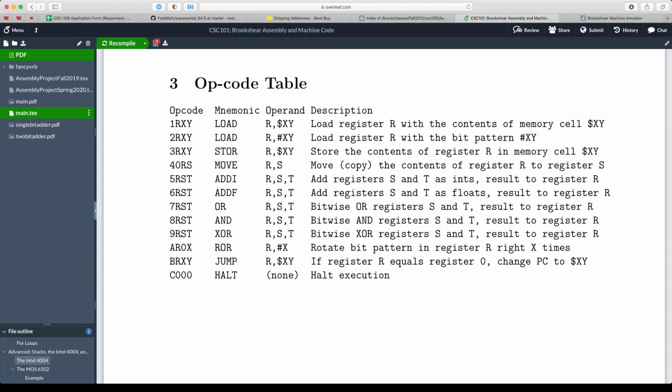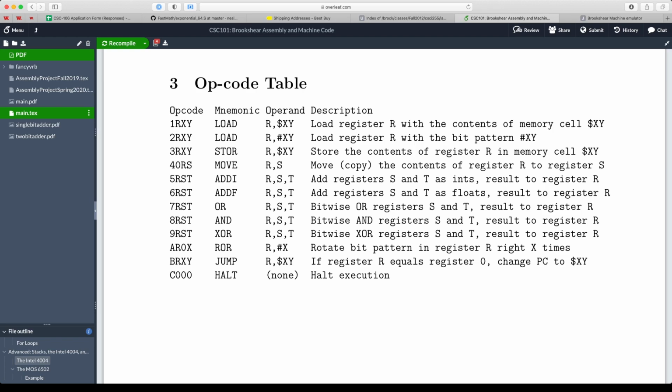Okay, so we could add as integers or add as floats. Then we have three logical operations, OR, AND, and XOR. Those work bitwise, so we'll look at examples of that later. I can also rotate a bit pattern, which is kind of like shifting the bits around. And again, we'll look at what that is. Okay, and then the last two instructions, the second to last one is the most important one of all, because this is what makes this a computer and not a calculator.